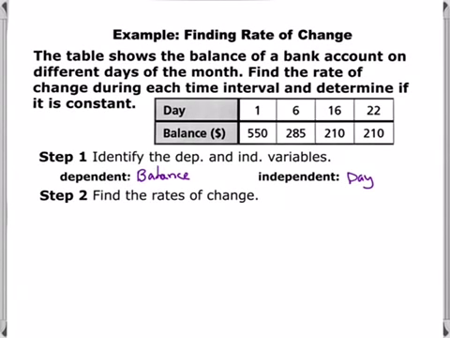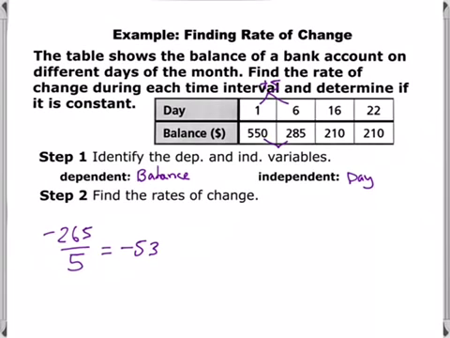So firstly, our independent variable change is from 1 to 6, so they're adding 5. So 5 underneath whatever our dependent variable change is, so 550 to 285 is a change of 265. And that's subtracting 265, so we'll put minus 265 there. And so when we calculate our rate of change for the first interval, we get negative 53. So they're losing $53 per day on average.